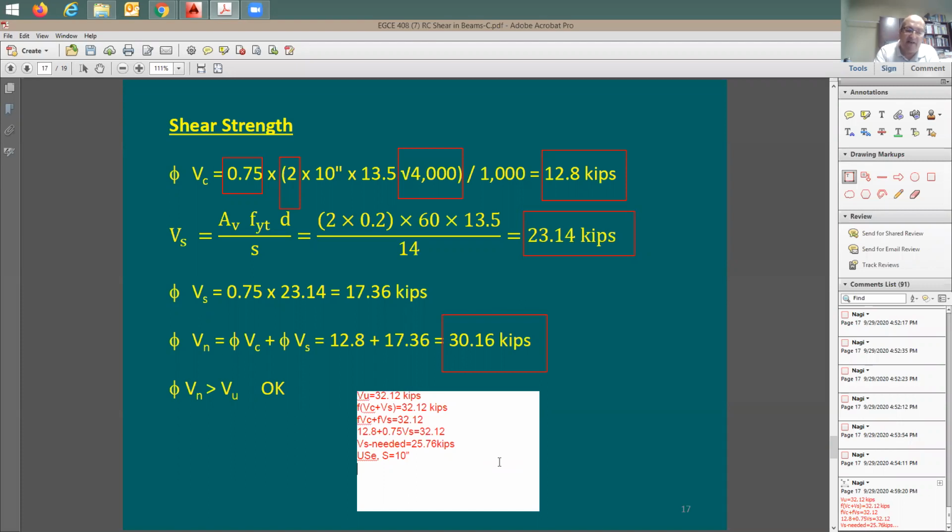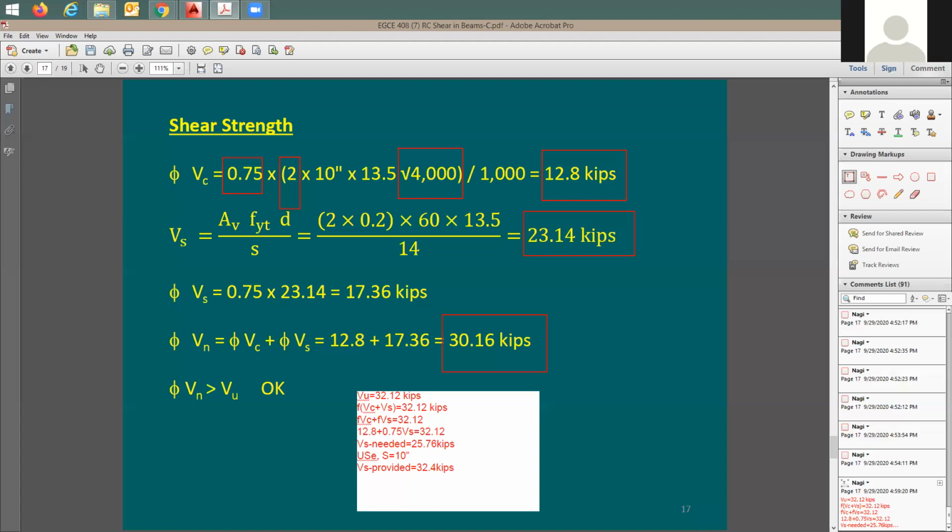Now, can you give me Vs provided in this case? Based on this equation, if you change this to 10, I got 32.4. Yeah, I agree. Alan, if this number, yes, I got 32.4 as well. 32.4 kips. Is this good? No. Are we supposed to reduce it or increase S? Very good question.